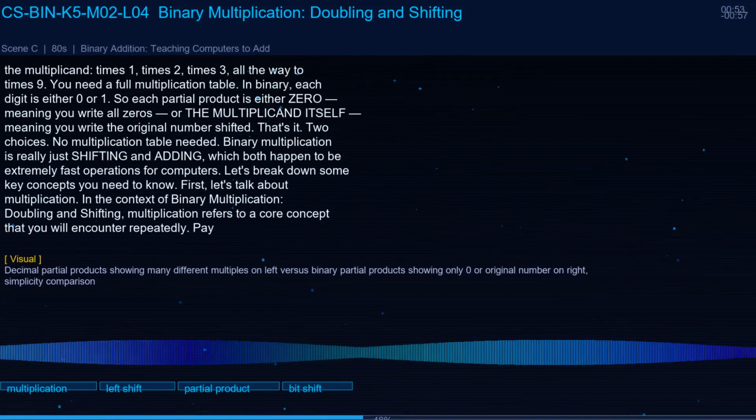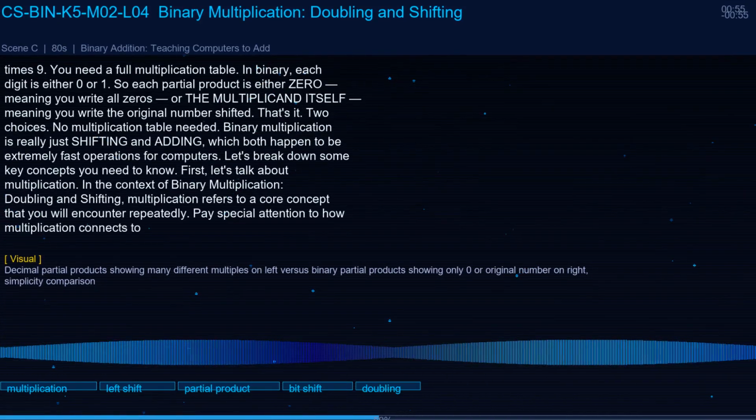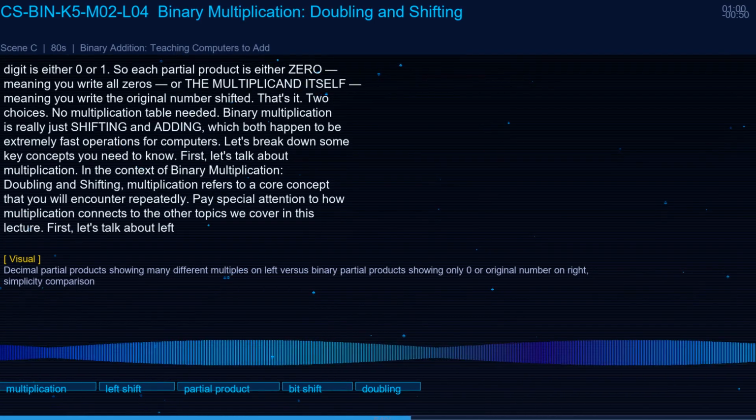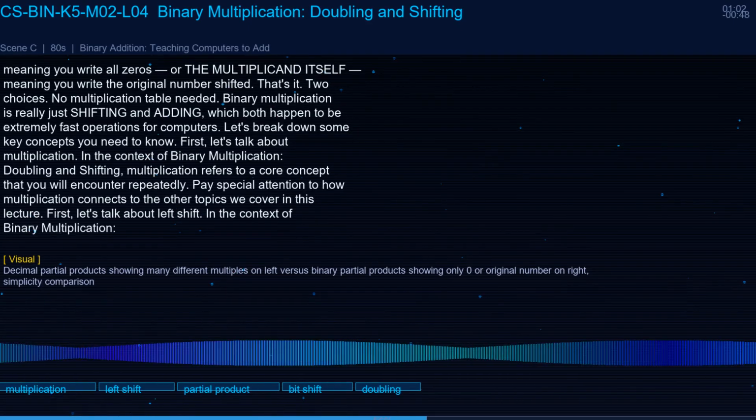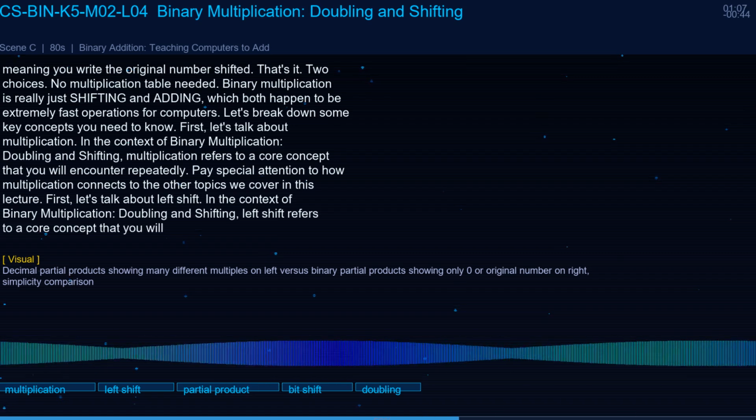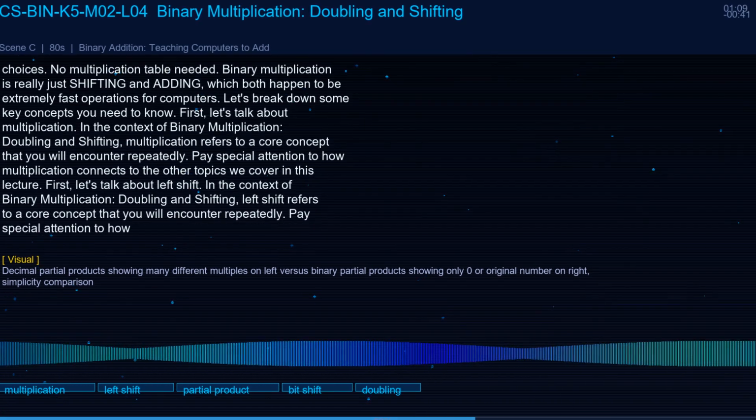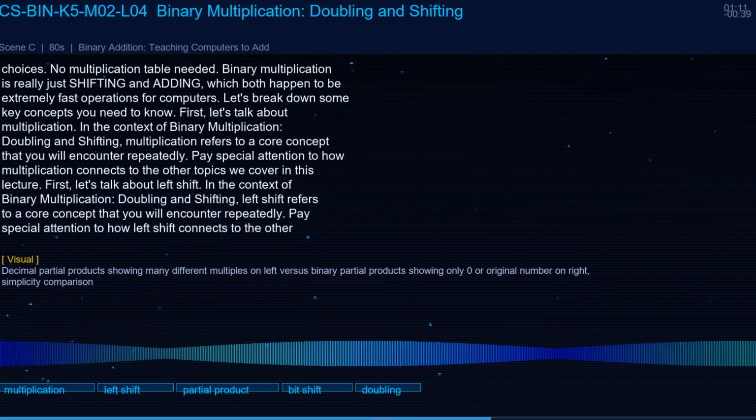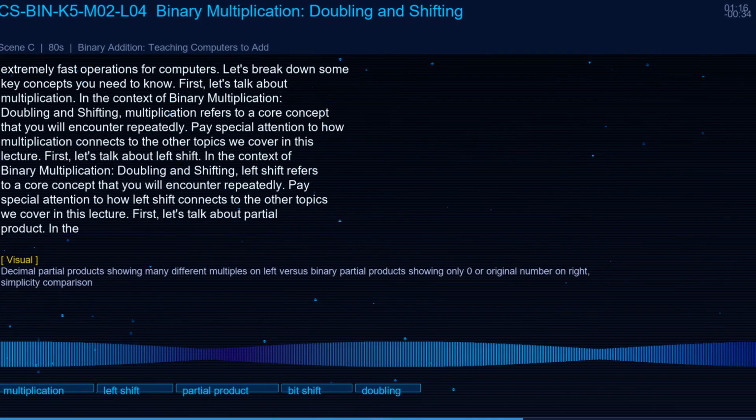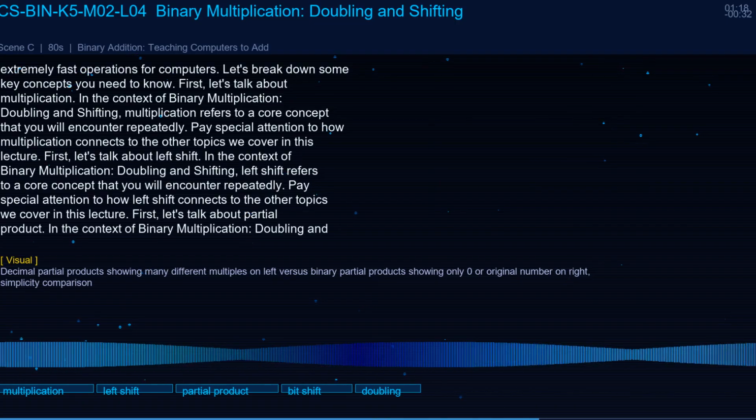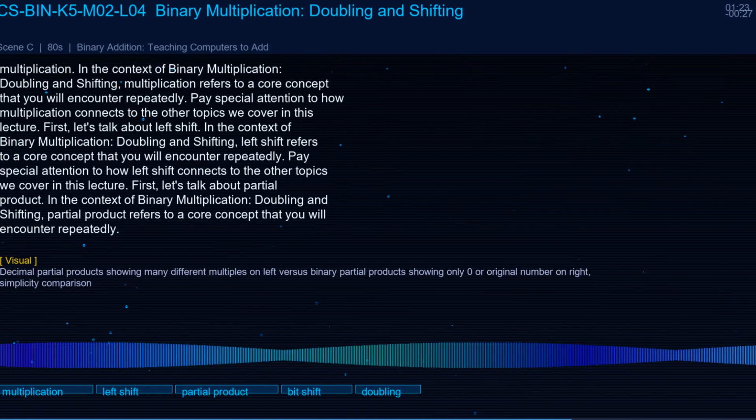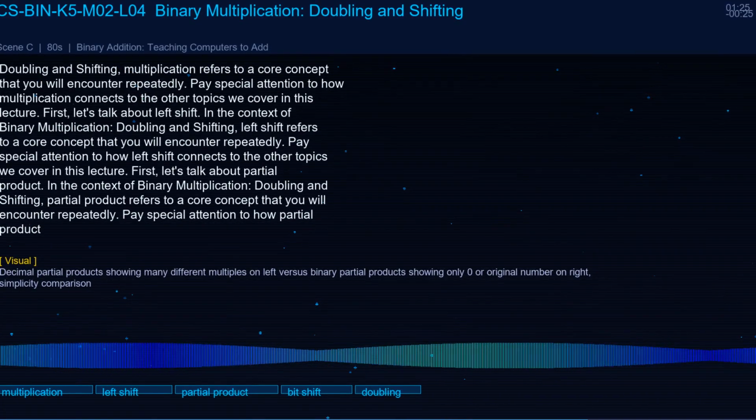Let's break down some key concepts you need to know. First, let's talk about multiplication. In the context of binary multiplication, doubling and shifting, multiplication refers to a core concept that you will encounter repeatedly. Pay special attention to how multiplication connects to the other topics we cover in this lecture. First, let's talk about left shift, another core concept you will encounter repeatedly.